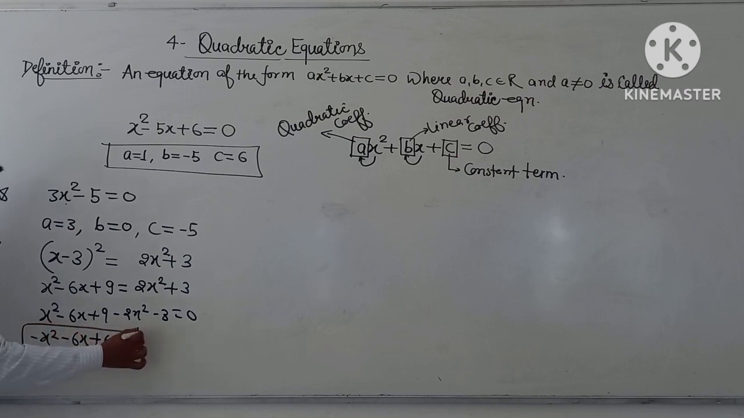If you observe this equation now, okay, here the highest power of variable x is 2. So it is a quadratic equation, okay, and if you observe, the coefficient of x square is minus 1, the coefficient of x is minus 6 and the constant term is 6.